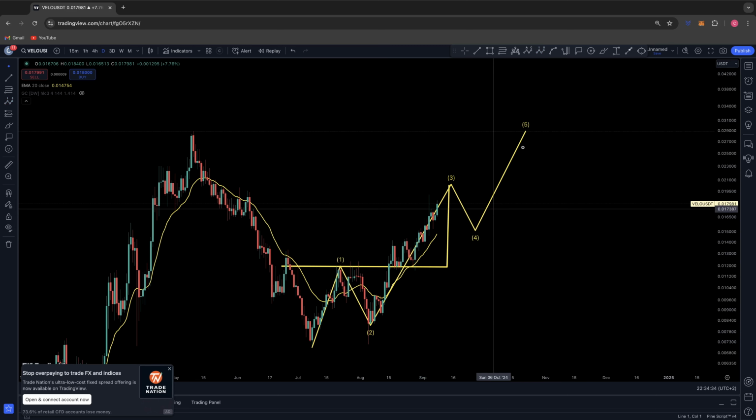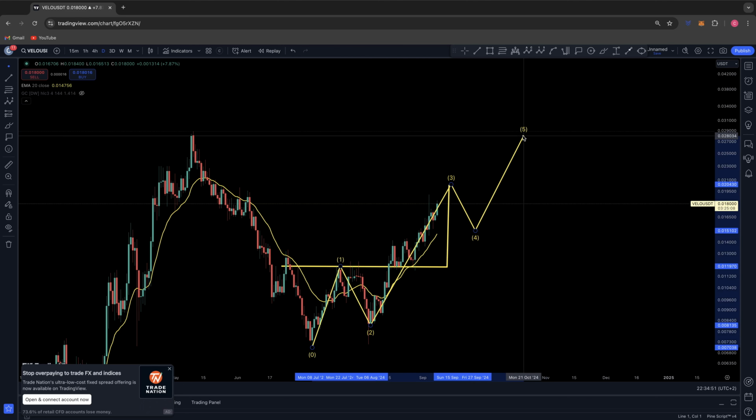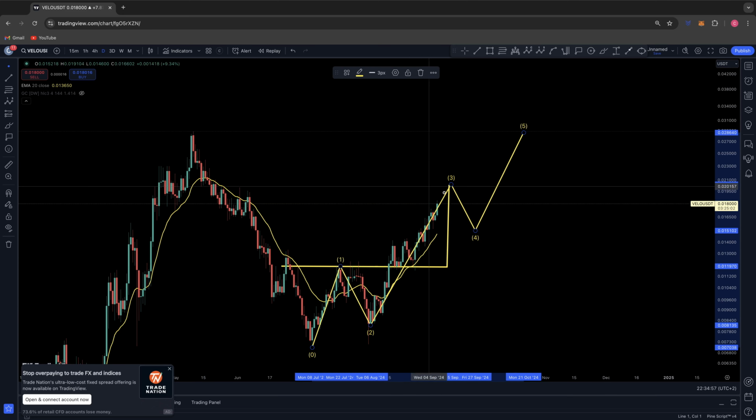Now again, the fifth wave generally isn't the largest wave. Wave 3 is the largest wave in this move. So if we do see this impulsive move, it is still larger than this possible wave 5. Now wave 5 normally ranges somewhere between the length of wave 1 and wave 3. So we could possibly see the retest of this local high for VELO at 0.028 pretty soon if we can come back and hold a key level of support.